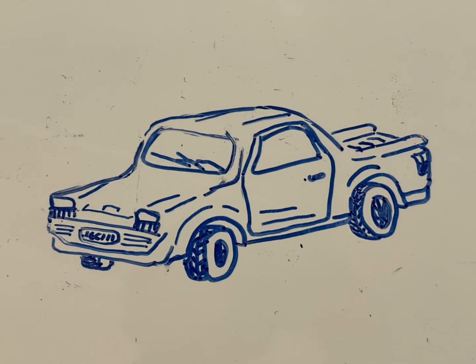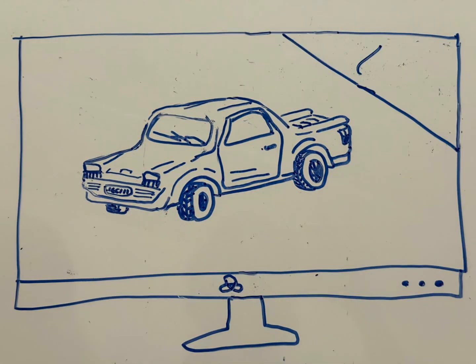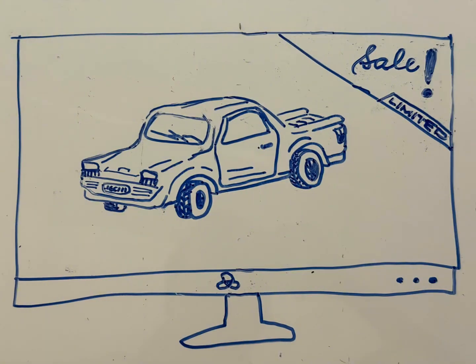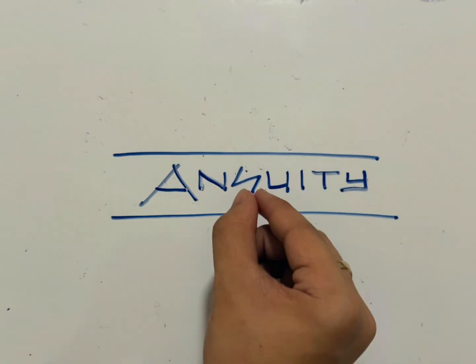Have you ever seen a car loan advertisement? Well, as we know, these loans take time to pay. What are these kinds of payments called? These are called annuities. Well, what are annuities?